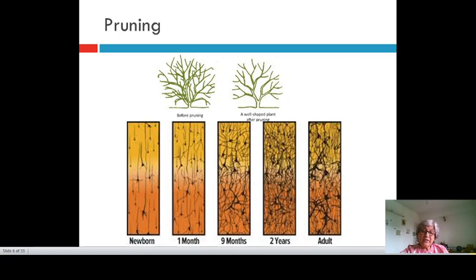And from the newborn period right up to 9 months, newborn to 1 month, 9 months, and even 2 years, a lot of growth has happened, and it's full of neurons. And then pruning starts. The unnecessary portions are cut off or destroyed, and newer, more important connections come in till you get this picture in the brain of the neurons in an adult.